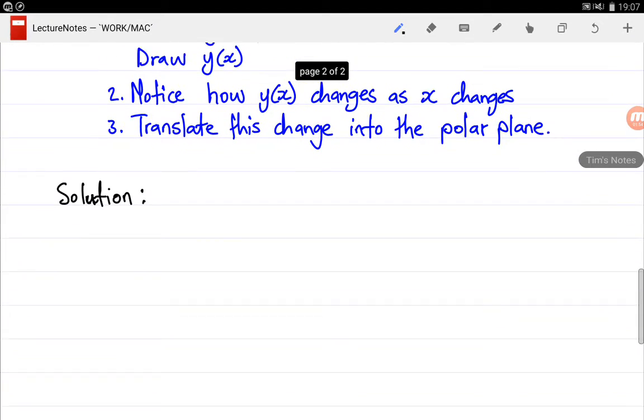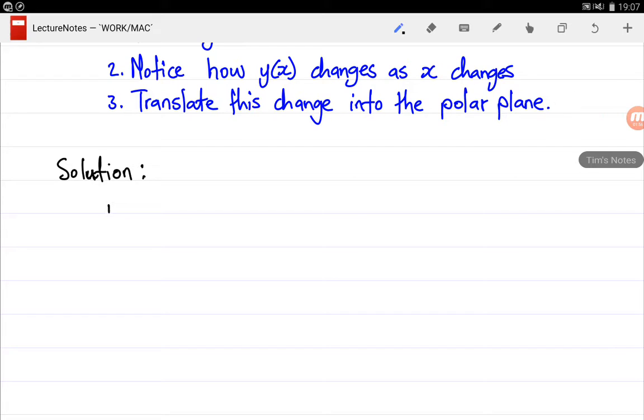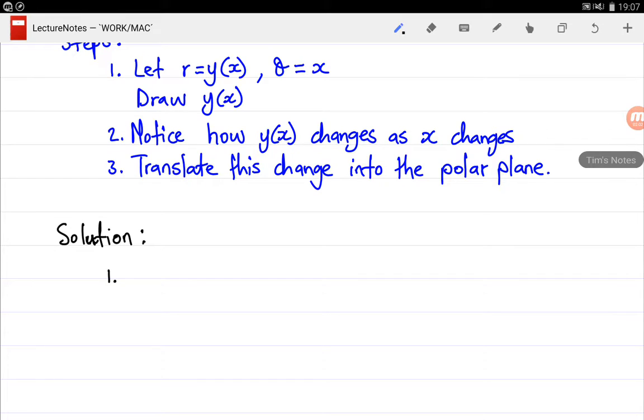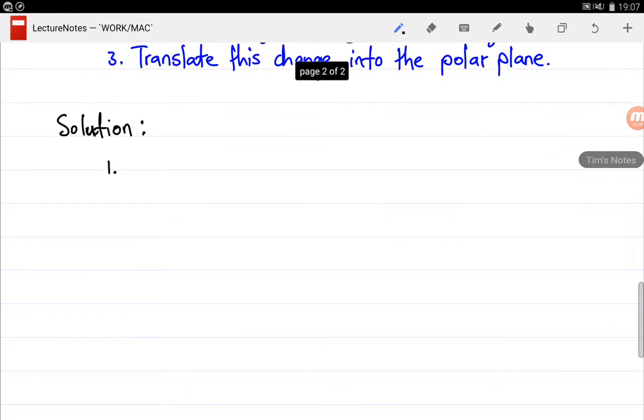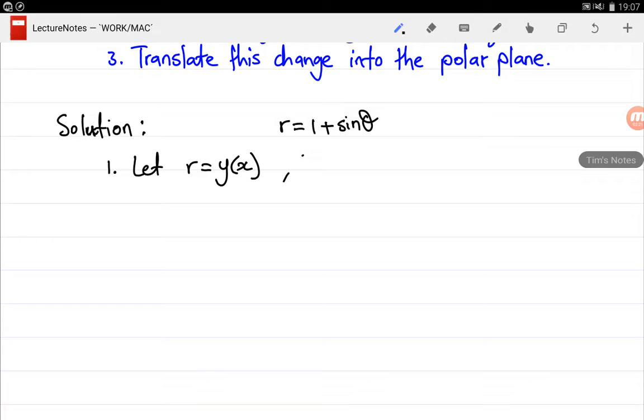Okay, so following those steps, I'm just going to be lettering my solution step by step using the above steps. I hope that's going to be understandable. So the first part, we've been given the polar curve equation, and I'm going to write it again here: r equals 1 plus sine theta. First we let r equal y of x, and then we let theta equal x, so that we have y of x. Therefore y of x equals 1 plus sine of x.